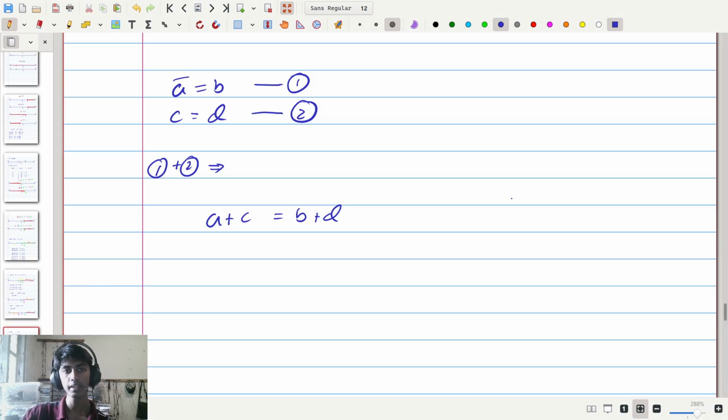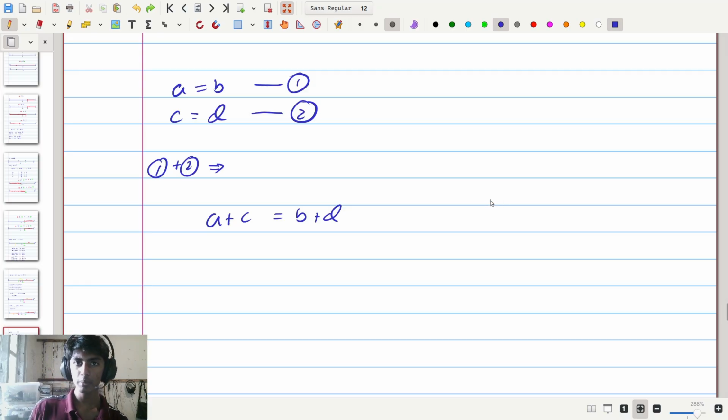If the left hand side of one equation is equal to the right hand side of that equation, and the left hand side of another equation is equal to the right hand side of that equation, then we can add the two left hand sides together, get a resulting left hand side, add the two right hand sides together, get a resulting right hand side, and then say that a plus c is equal to b plus d.